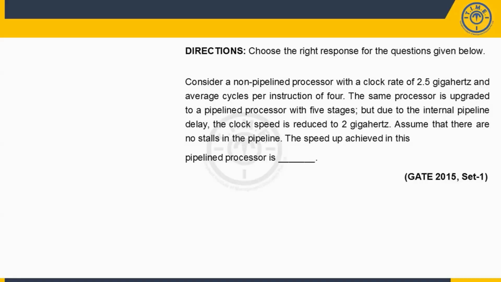Sir, 0.8. No, let me explain. If we look at the discussion point here, the same process is upgraded to a pipeline process with 5 stages. We are asked for speed up. Speed up is what? We can simply say T non-pipeline by T pipeline. So here, 2.5 gigahertz and average clock cycles per instruction of 4. The same processor is upgraded to a pipeline.